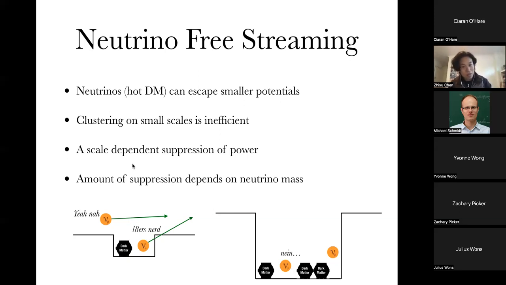So on large scales, you see similar power to CDM, and on small scales, there is less and less power in the neutrino cosmology. And the amount of suppression will depend on neutrino mass. The heavier the neutrino, the smaller the free streaming scale is going to be. So you'll expect how much suppression happens to differ.